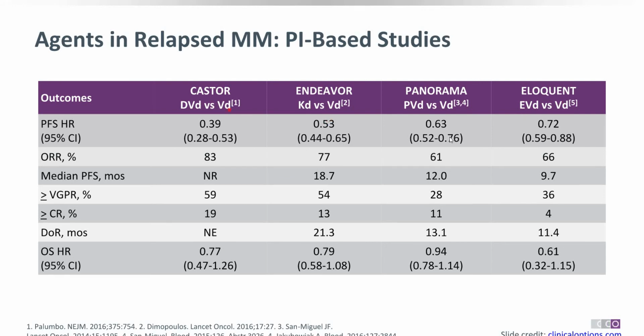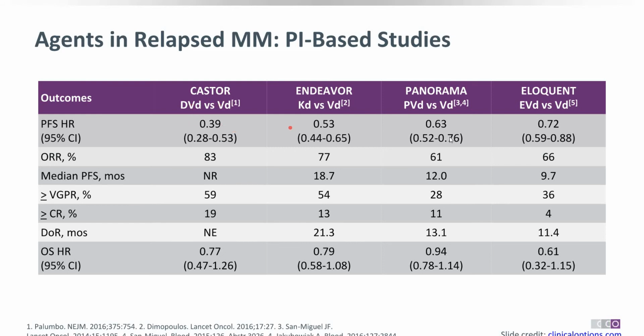In all these 4 trials, this was the control arm, and the experimental arm in the Castor trial was daratumumab along with Veldexa. K stands for Kyprolis, meaning carfilzomib, versus bortezomib. Here P stands for pomalidomide, along with Veldexa. E stands for elotuzumab, elotuzumab along with Veldexa. So these were the 4 trials, and if we go into detail for all these 4 trials, they are all favoring the triplet drug.